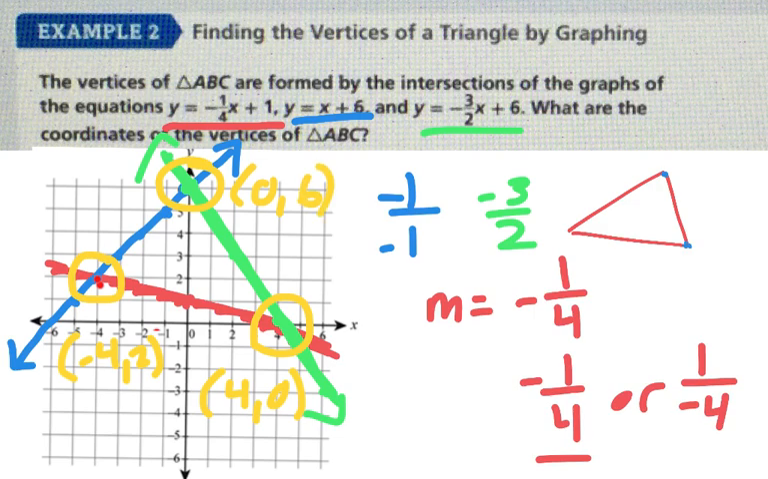All right, so the x value is 0, y value is 6. So my 3 vertices are listed here: 4, 0; -4, 2; and 0, 6. So what do you think are some problems that could happen finding vertices this way? Like why could this be a bad way to do vertices?